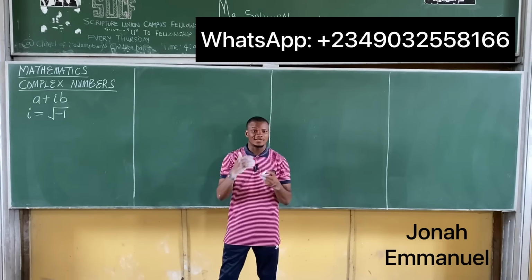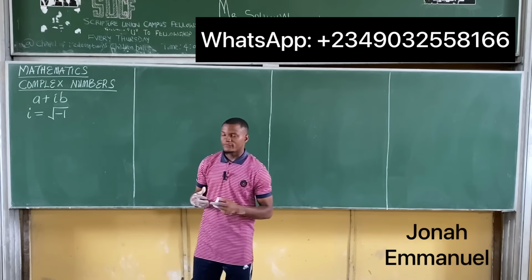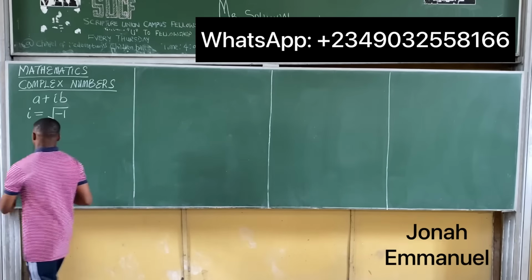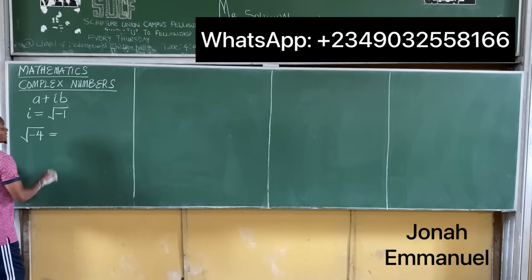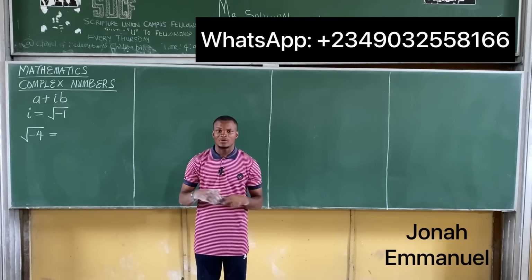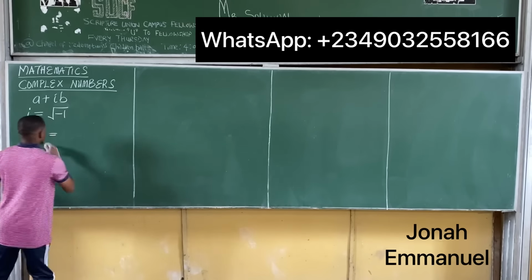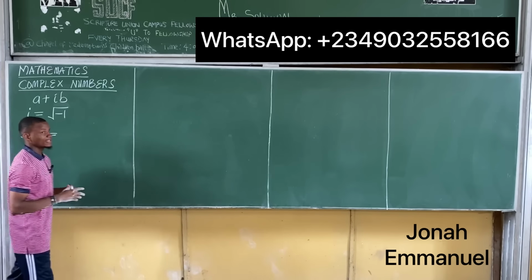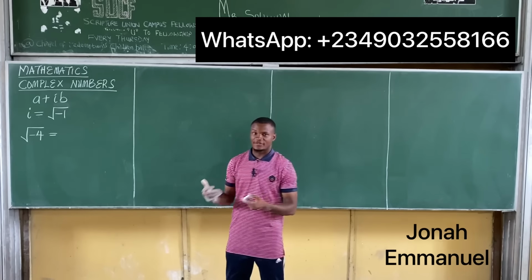Now, before the 16th century, it was difficult to find the square root of a negative term. For instance, if I'm to get the square root of, let's say, minus 4, this would have been impossible. Not until the 16th century. It was in the 16th century that the idea that i should be equal to the square root of minus 1 was formed, and hence it gave us the ability to find the square root of a negative term.